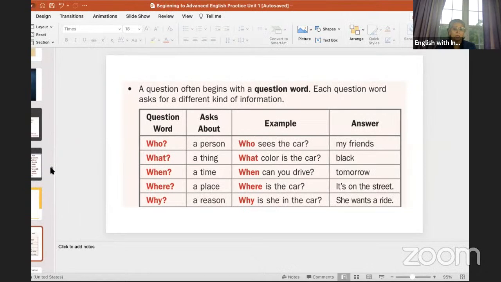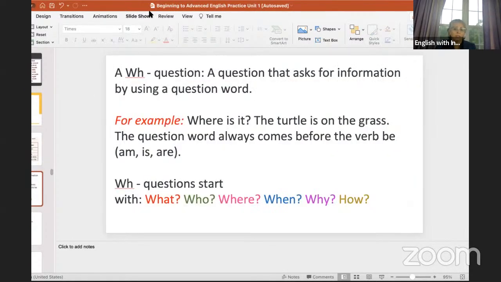Now, one thing you always keep in mind when you are writing questions, you will be using the question mark at the end, right? So questions again ask for information by using the question word. Where is it? The turtle is on the grass. The question word always comes before the verb be: am, is, or are. For example, here, where is it? Where are you? Where are they? Right?